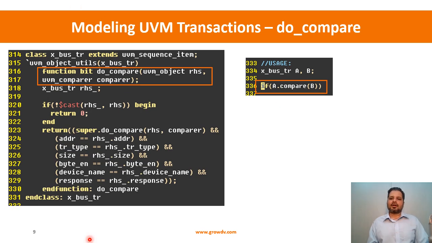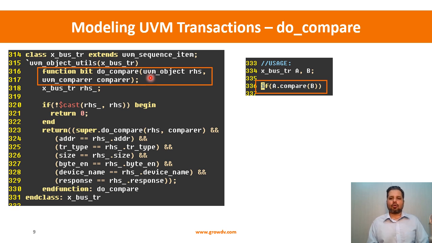So we looked at how to do the doCopy implementation and how to invoke it in two different ways. We'll now continue to look at other functions. So we have again our XBus transaction extending UVM sequence item, and then we have the function bit do compare. It has a return type called bit, do compare.